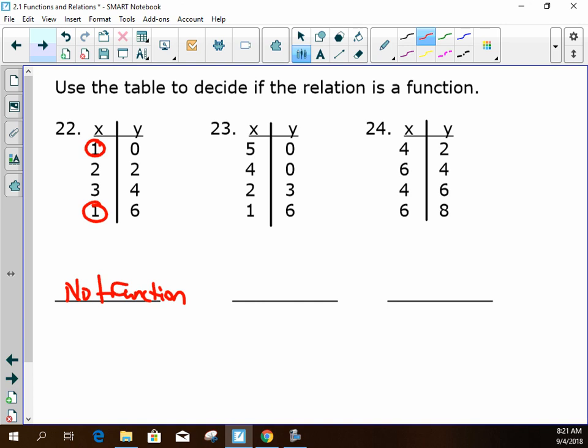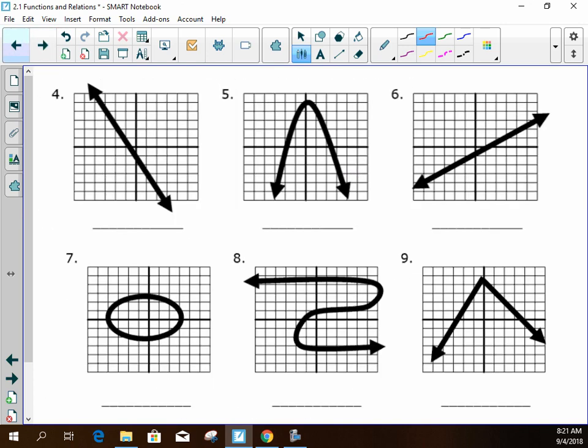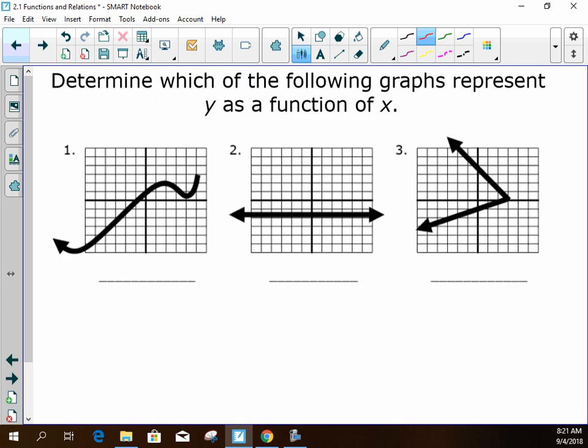Look at number 23. 5, 4, 2, 1. This is a function. Wait a minute. You got two zeros in your y. That's your y. I don't care about the y's. I'm only looking at the x's. If all your x's are different, it is a function. So now we're going to do the vertical line test. It's very easy. If a vertical line passes through your function only once, it's a function.